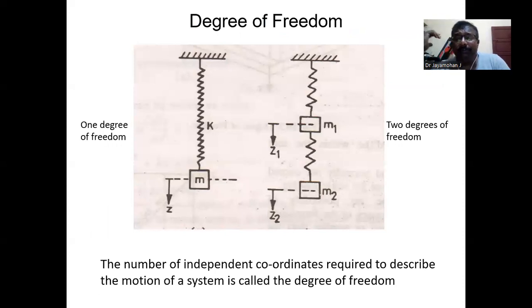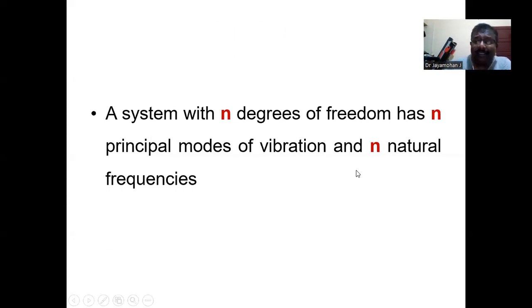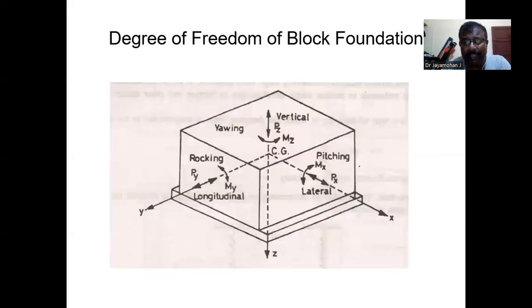Now coming to the degrees of freedom, as you know from basic mechanics of solids or engineering mechanics. That is the number of independent coordinates required to describe the motion of the system. I have demonstrated 2 cases. First one is a 1 degree of freedom system. Second is a 2 degrees of freedom system. Now a system with n degrees of freedom will have n modes of vibration and n natural frequencies. That is the most important aspect here.